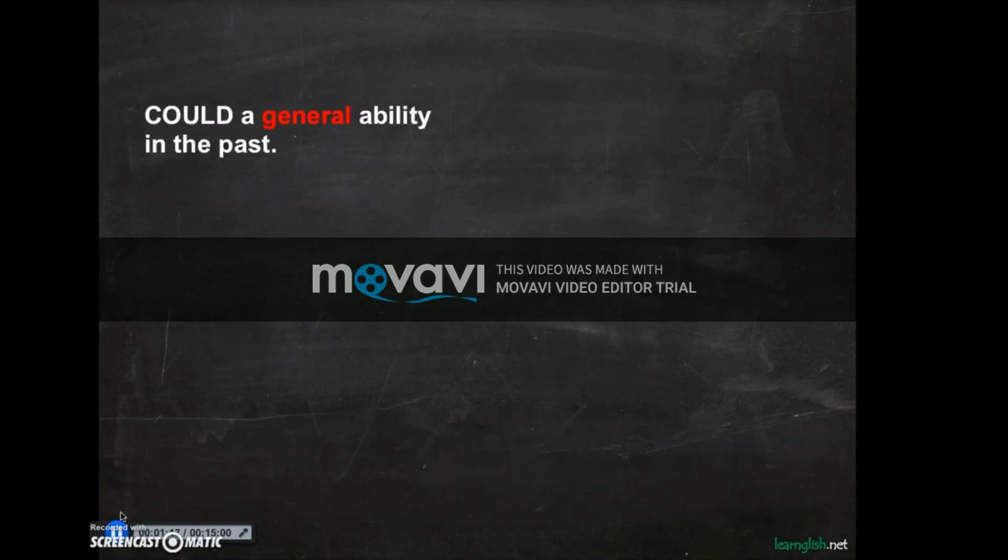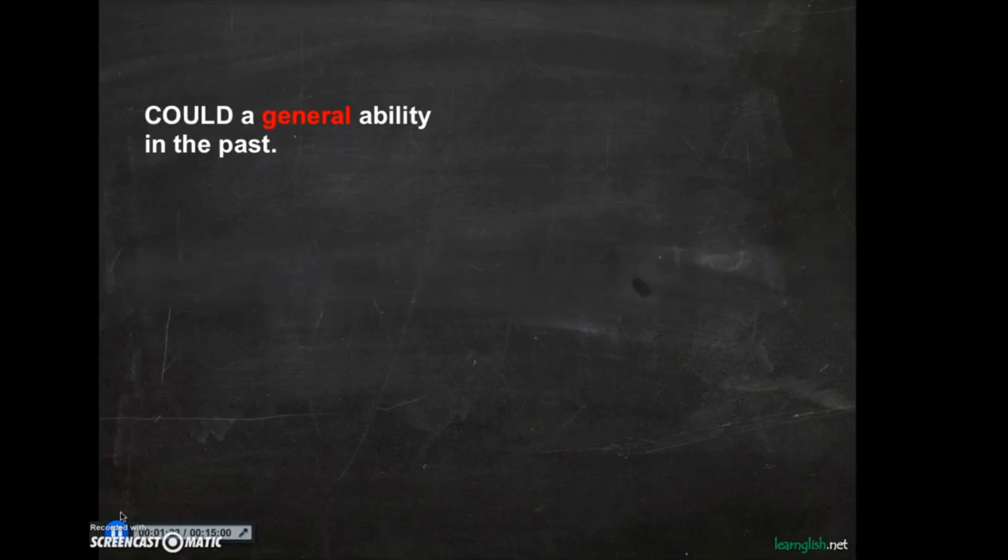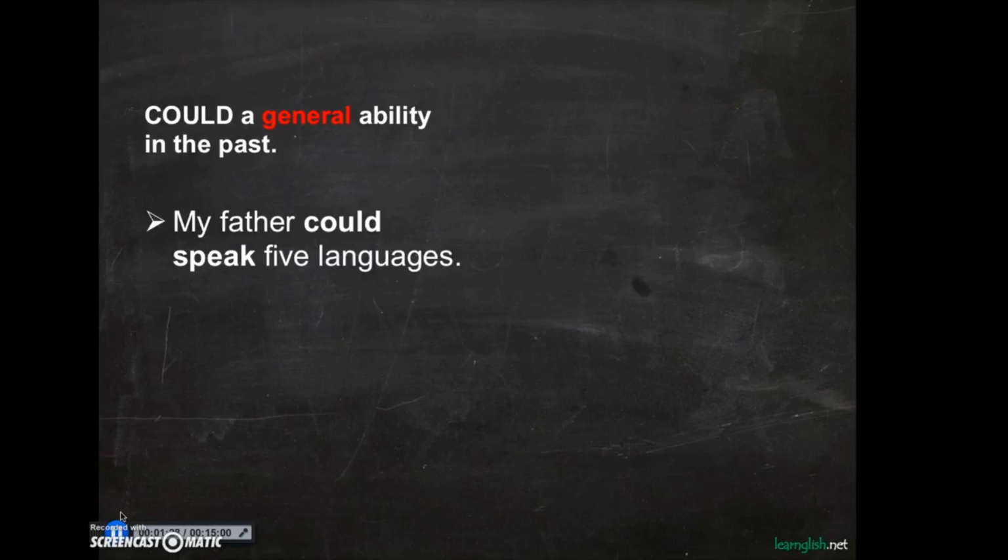Now, let's talk about the past. Okay, when we talk about abilities in the past, then we would use could. So, for example, we can say my father could speak 5 languages when he was young, for example.